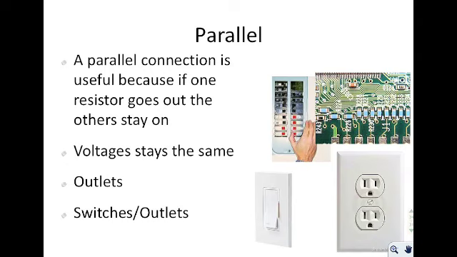Parallel connections are useful whenever you want one resistor to go off, but you want the others to stay on, like a light switch. You don't want to turn on the light switch at your house and have the television come on, the light come on, the stereo come on, the fan come on, everything that's plugged in all at once. You'd rather control those things individually. And so because of that, you want parallel connections in your house as well.